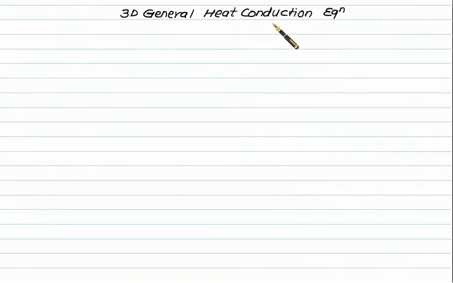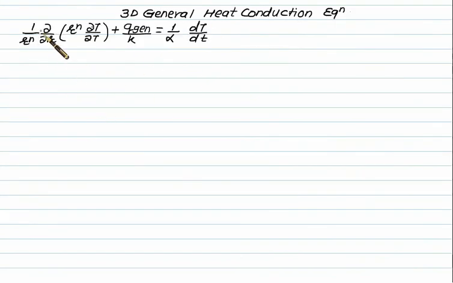The generalized heat conduction equation is given as 1 upon R to the power n, del by del R of R to the power n del T by del R, plus Q generation by K, equal to 1 by alpha dT by dt. This is the change in temperature with time. Alpha is called the thermal diffusivity, and alpha is given by K divided by rho into Cp. Q generation, normally because of electrical resistance, is given as I square into R divided by total volume.